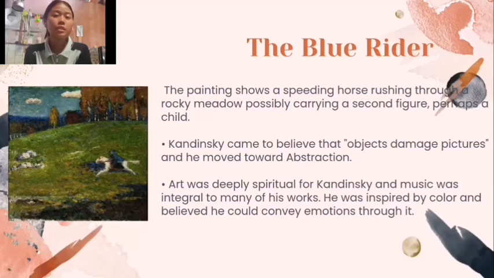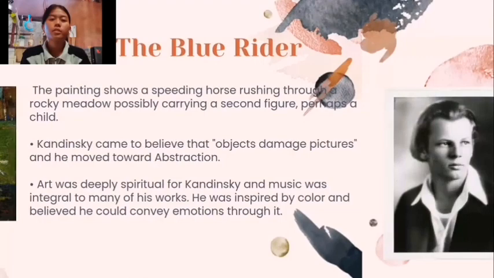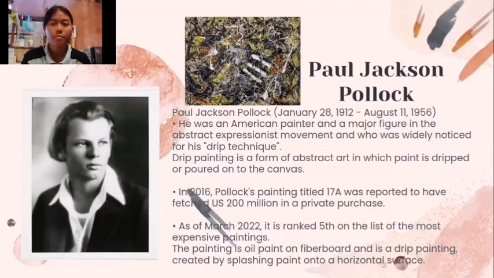Paul Jackson Pollock was born on January 28, 1912, and died August 11, 1956. He was an American painter and a major figure in the abstract expressionist movement, who was widely noticed for his drip technique. A drip painting is a form of abstract art in which paint is dripped or poured on the canvas.